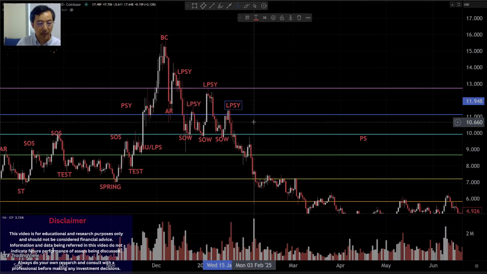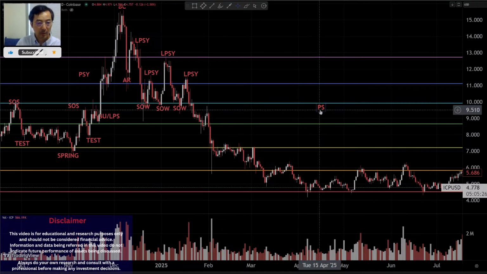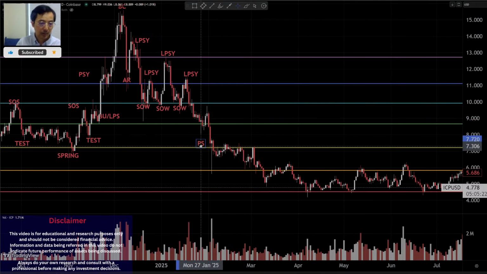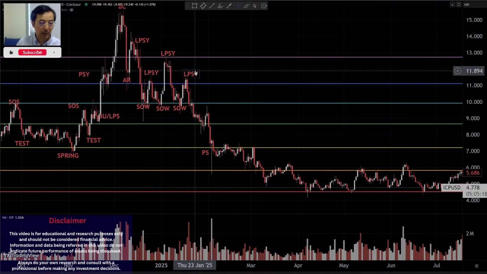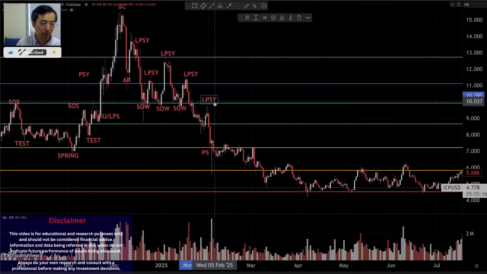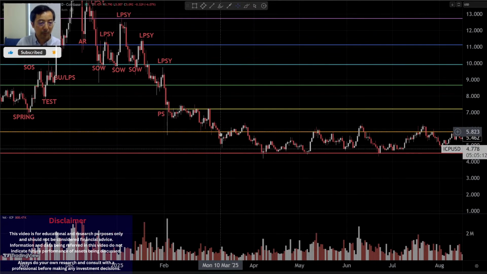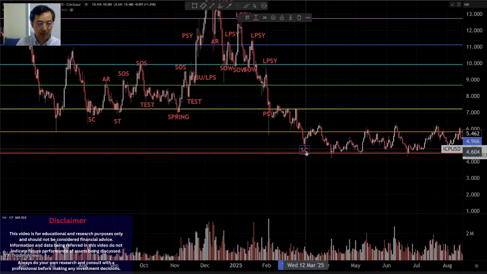Yeah, that's how it looks. And eventually it came down. I would say that's the preliminary support period. I think that's probably it right there. This is like a very low or very deep LPSY. And then eventually, after some horizontal trading, that's where I consider the selling climax to be.